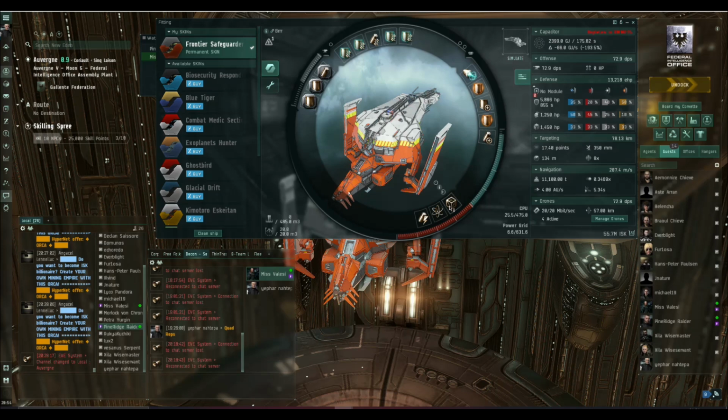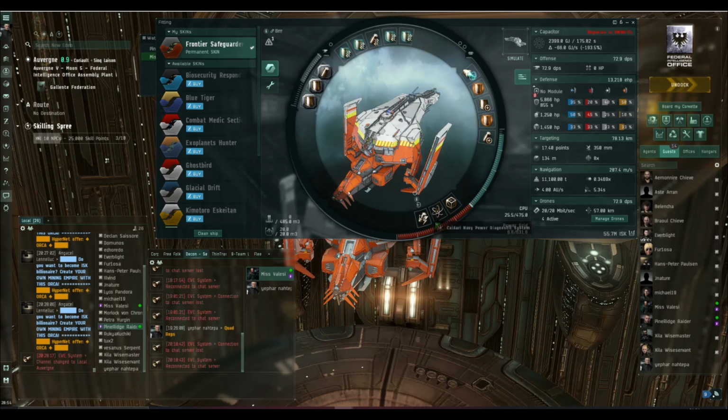And the reason this fit is so expensive, we've got one Nanofiber Internal Structure down in the bottom. That makes us a little bit quicker and more agile. But next to it right here, we've got the Caldari Navy Power Diagnostic System. Now that's giving us a bonus to our cap recharge rate, our shields, and of course our power grid, and it makes this fit work. It does make it very expensive. That module is probably half the price of this fit.